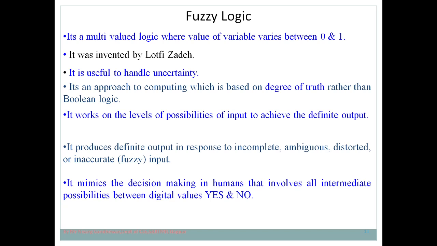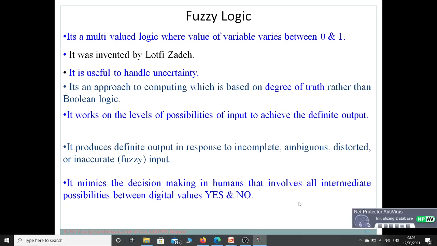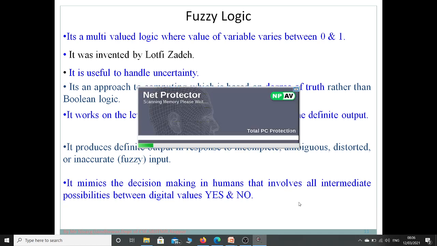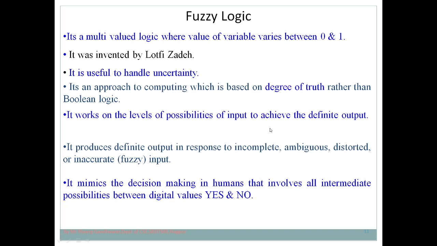And next one is, it is useful to handle uncertainty. I just explained with an example. What do you mean by uncertainty? Uncertainty means it's a situation where your answer is not exact. It is not fixed. You cannot provide an exact answer. So it is useful to handle uncertainty, just like to predict the height of a person, speed of a car, temperature of a room. Okay.